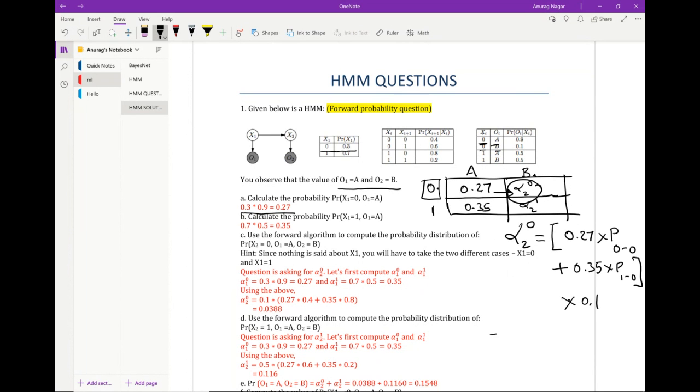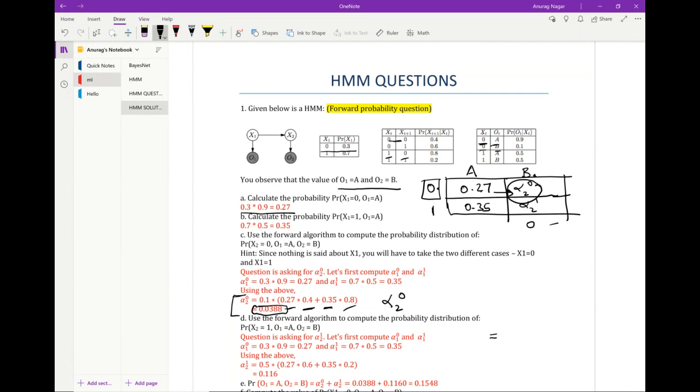So if you think what it is, alpha 2 0 is 0.1, multiplied by some terms in brackets. One term plus two term. First term is this right here. Second term is this. So I have already computed this for you. So 0.1 multiplied by 0.27 and the 0 to 0 jump. Where will you figure the 0 to 0 jump? It is here. 0.35 and the 1 to 0 jump. There you go. So I have figured out the numerical value of alpha 2 0. Now this is done. It is 0.038.